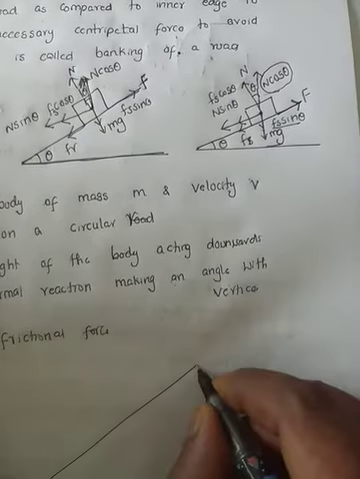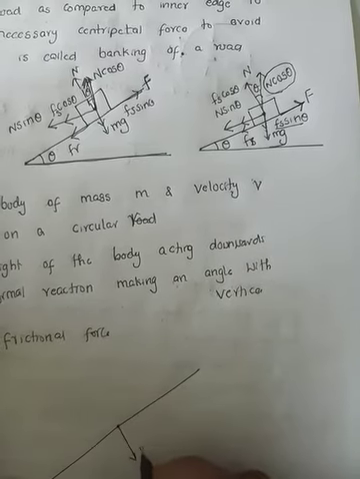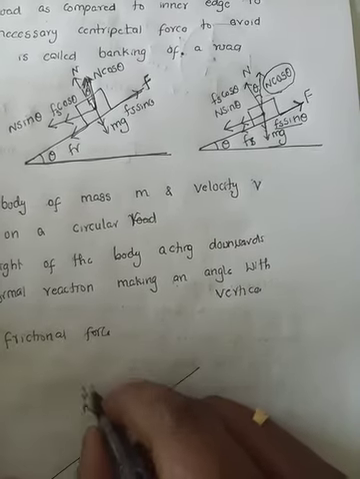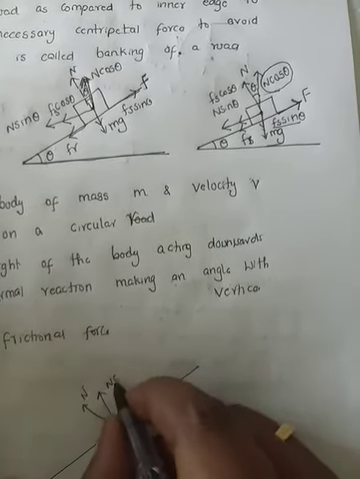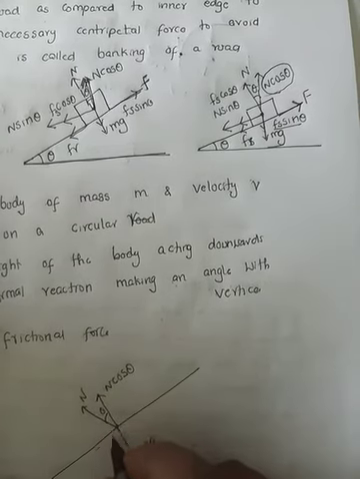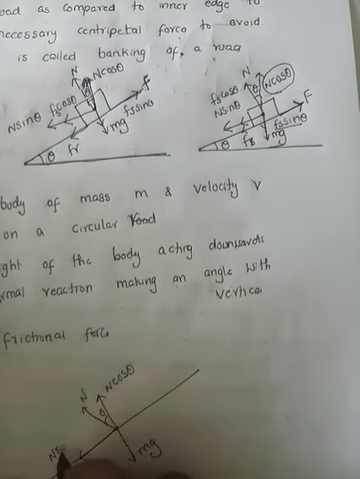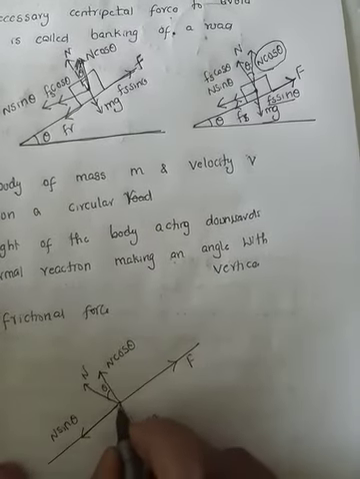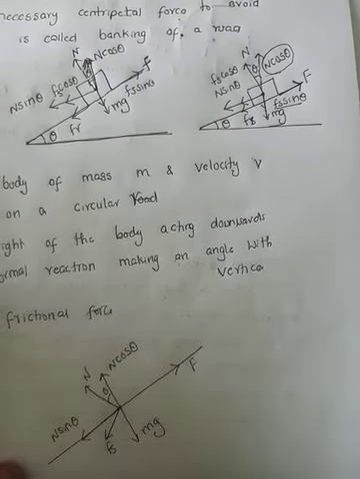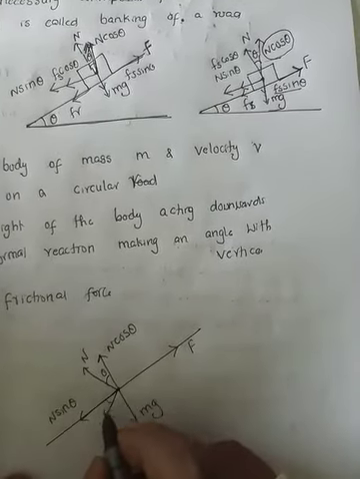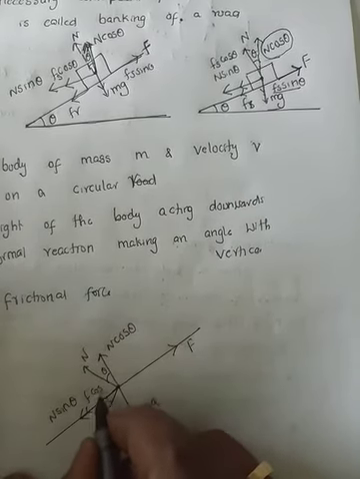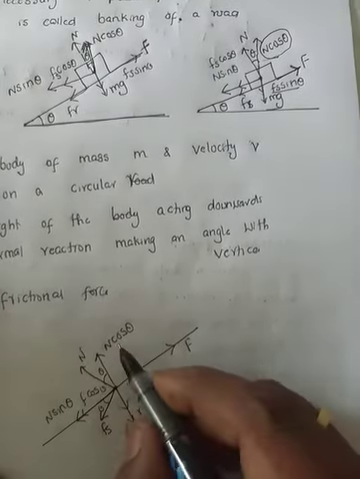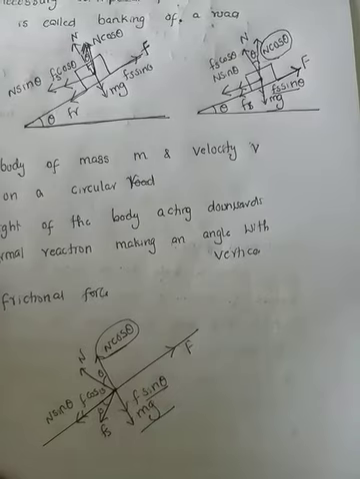For example, this is the curved path, weight is acting downwards, this is mg, and this is the normal force, this is N cos theta making an angle theta, and this is N sin theta. As we know, this is the centripetal force. What about the friction force? It acts in this direction, this is Fs. This is theta again, Fs cos theta, and this is Fs sin theta. So, we are balancing the equation: N cos theta is equal to Fs sin theta plus mg.